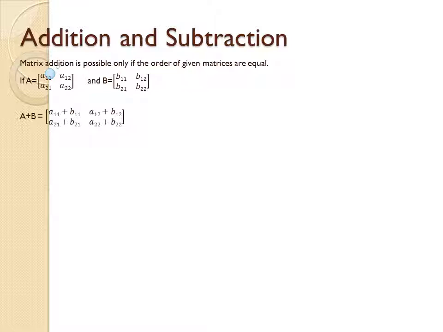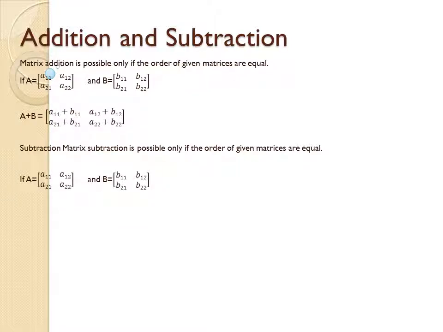Okay, now we will go through subtraction. Subtraction is also possible if the orders of the given matrices are equal. Subtraction goes the same way as addition, just the sign will be negative, that's it. So here also we have taken the same two matrices A and B. The elements are also the same: A11, A12, A21 and A22, and in case of B it is B11, B12, B21 and B22.